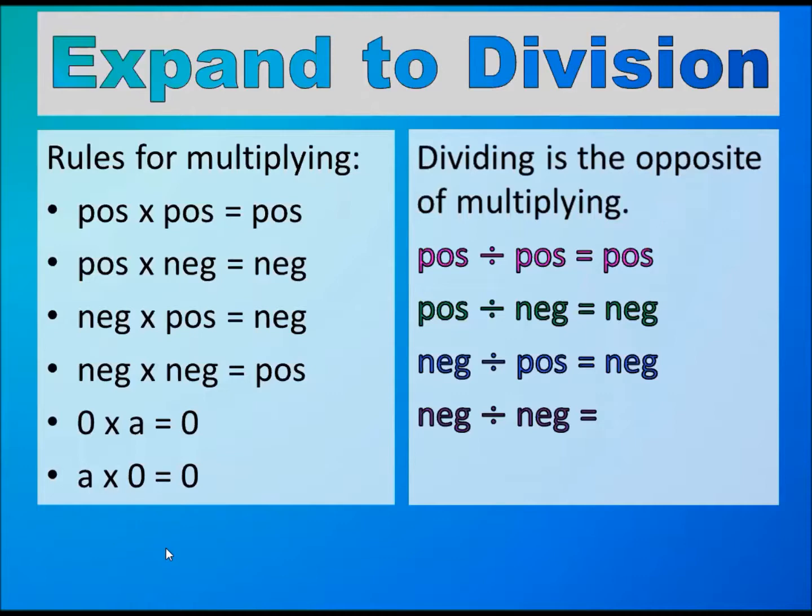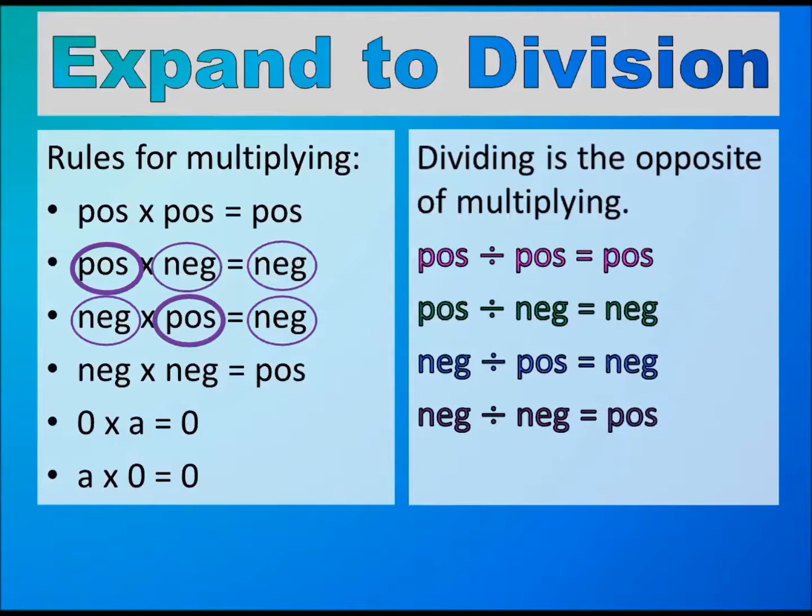So here is negative as a product. Here is negative as a factor, and what we're left with is positive. So negative divided by negative is positive. We can also use the third line for this one. Negative product, negative factor, and left with positive. So negative divided by negative is positive.